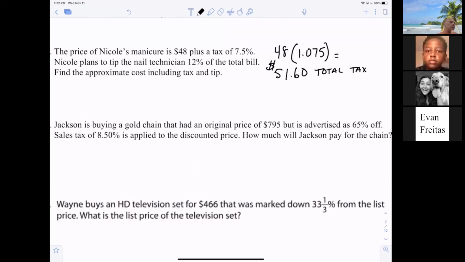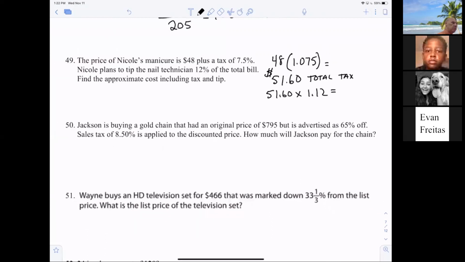Now we need tip. So now you're going to multiply 51.60 times 1.12, right? 51.60 times 1.12. And tell me what that is. 57.79. $57.79 is the total with what? Tax. Plus tax, plus tip. That's the whole bill. All right?